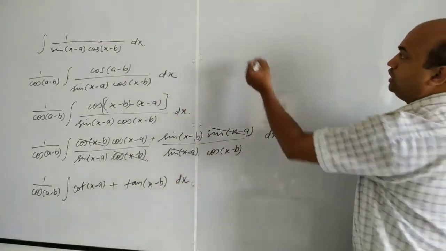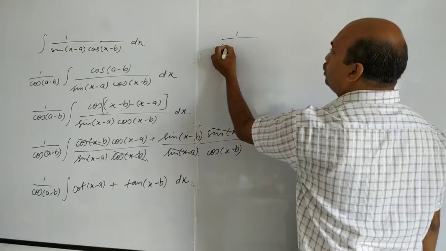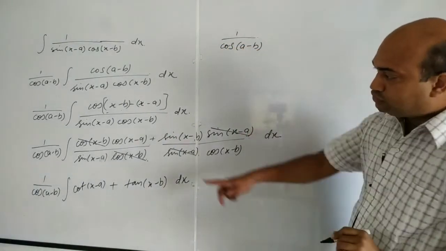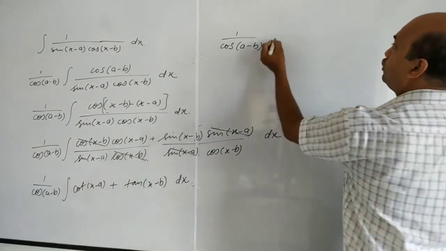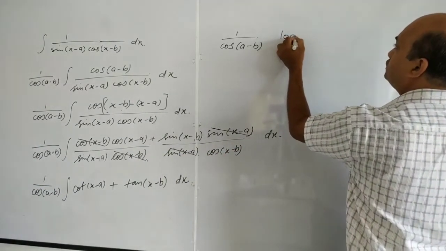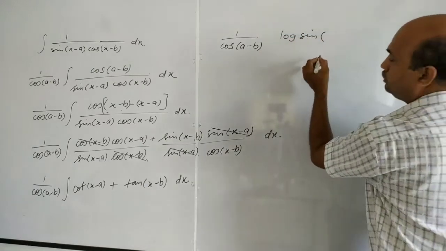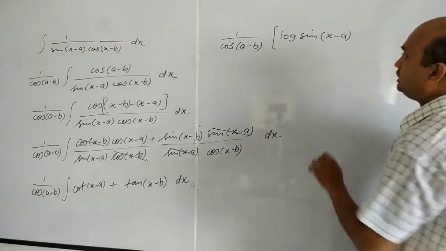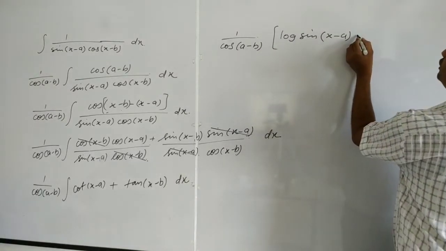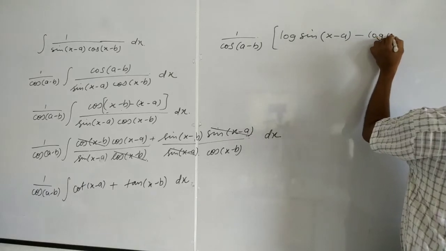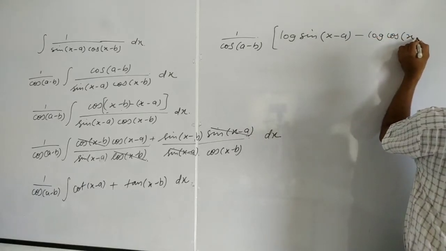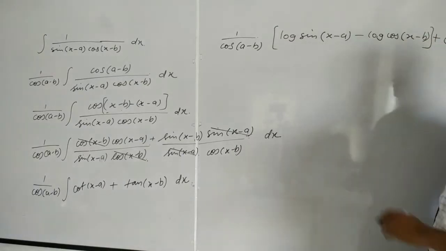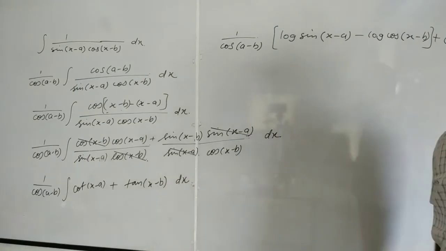Okay, again 1 upon cos(a-b) same, and this cot theta, integration of cot theta will be log sin(x-a), and this will be tan theta. Integration of tan theta will be minus log cos(x-b), and add a constant c. It is the final answer.